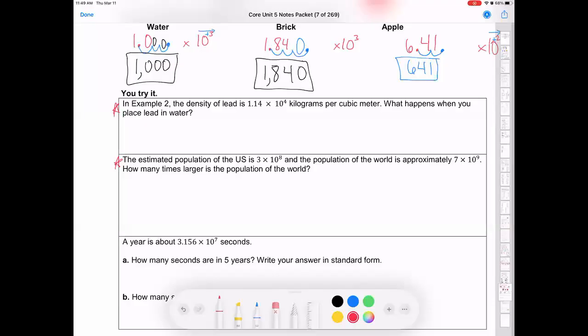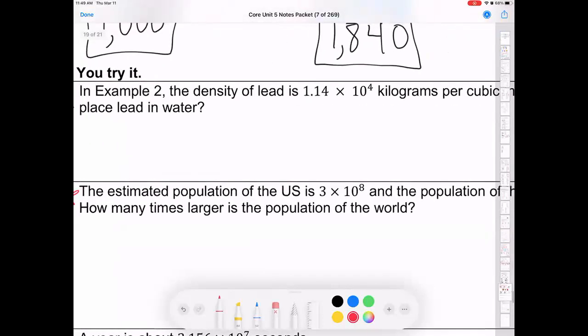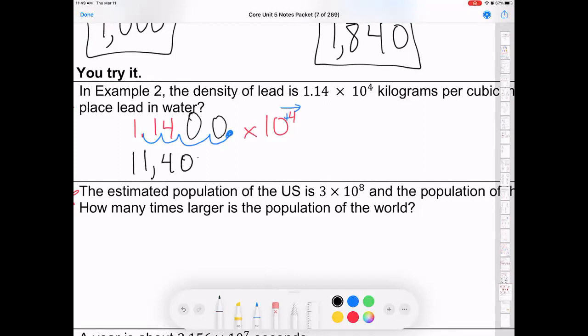All right, so for example 2, what we have is the density of lead is 1.14 times 10 to the 4th kilograms per cubic meter. So what we want to do is calculate the standard form for that value. So we have 1.14 times 10 raised to the 4th power. Because that is a positive 4, we're going to move that decimal to the right. So we have 1, 2, 3, 4, and then anywhere that there's those little bumps, we throw in the zeros. And so writing out the standard form value, we end up with 11,400.